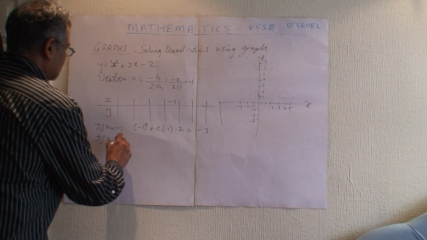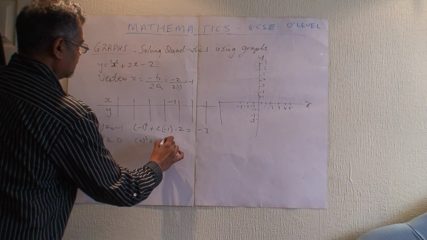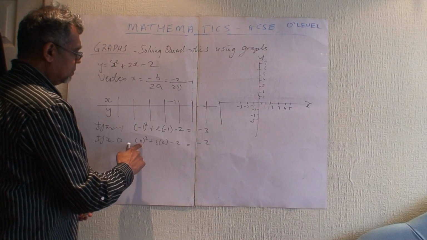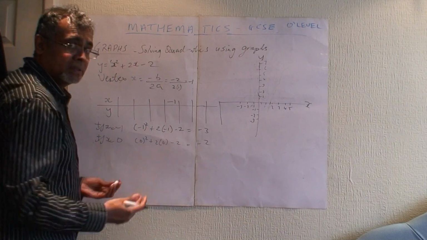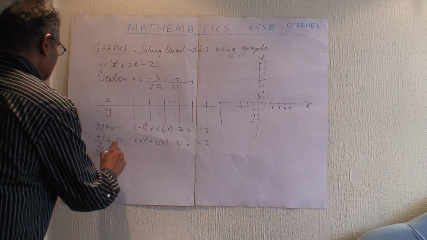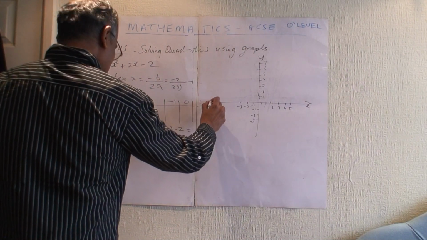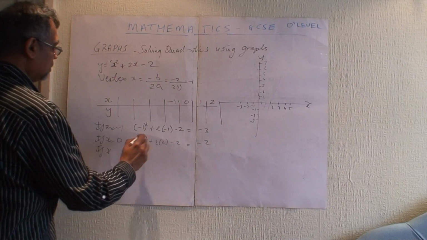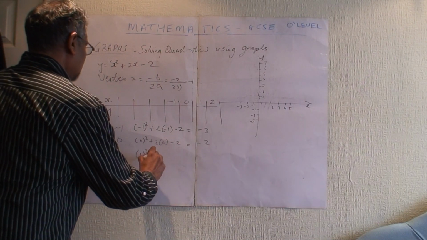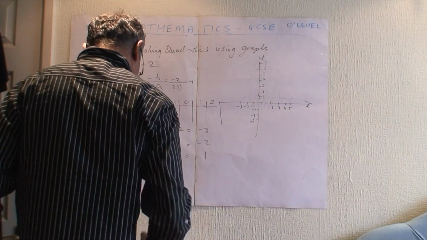If x is equal to 0, alright, then that's 0 squared plus 2 multiplied by 0 minus 2. That is minus 2, right? Because 0 squared is nothing, 2 multiplied by 0 is nothing, that leaves minus 2. Okay, if x is equal to 1, 2 here, these are the values there. If x is equal to 1, okay, that will be 1 squared plus 2 multiplied by 1 minus 2. Okay, and that's worked out to 1.